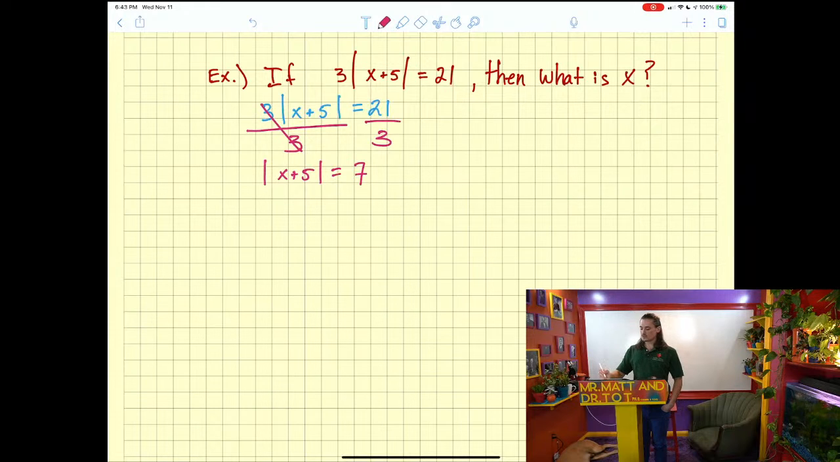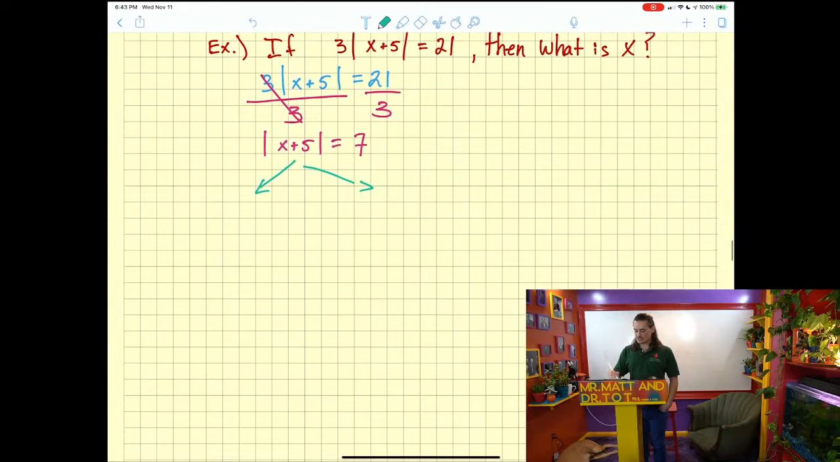Now, in order to remove these absolute value bars, I need to split this equation into 2 different versions. One is going to be considering the positive result. The other is going to be considering the negative result, because we have to account for that phenomenon that the absolute value bars will remove negativity. So really we have 2 options, because negative 3 and positive 3 are both 3 units from 0. So as inputs they would both work.